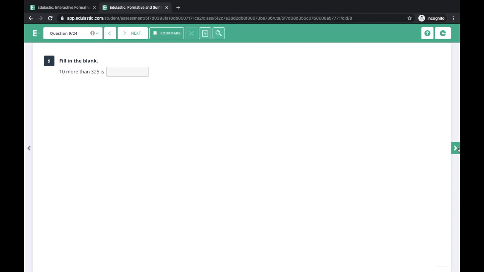10 more than 325 is blank. We see 10 more. We know that more means to add, and because we see 10, that means our tens place is what we're adding to. So when we add to our tens place, 325 becomes 335.